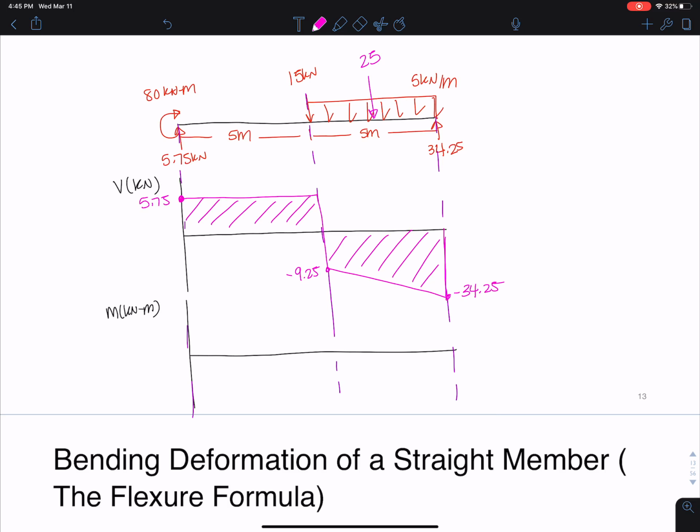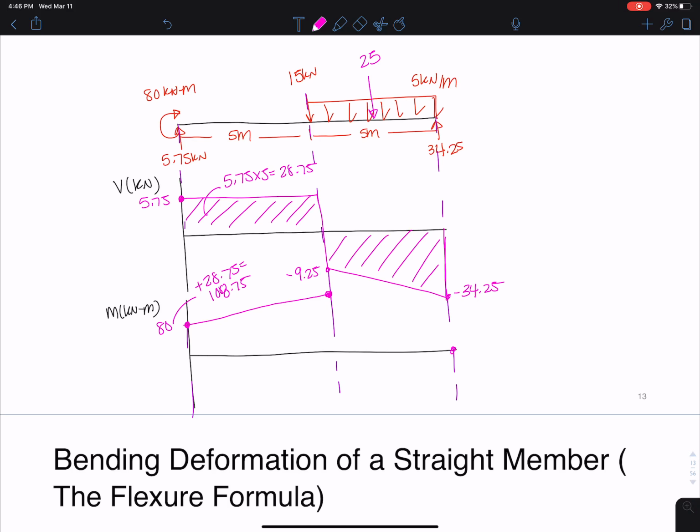Now, for my moment diagram, I get to start here at 80. Okay. I have constant shear, which means I just need to add that area. It's above the x-axis. I need to add 5.75 times 5. That's the area here. 28.75. So I go 80 plus 28.75 equals 108.75. That's the value I need to be at. And I know that it's just a straight line because it was constant before.